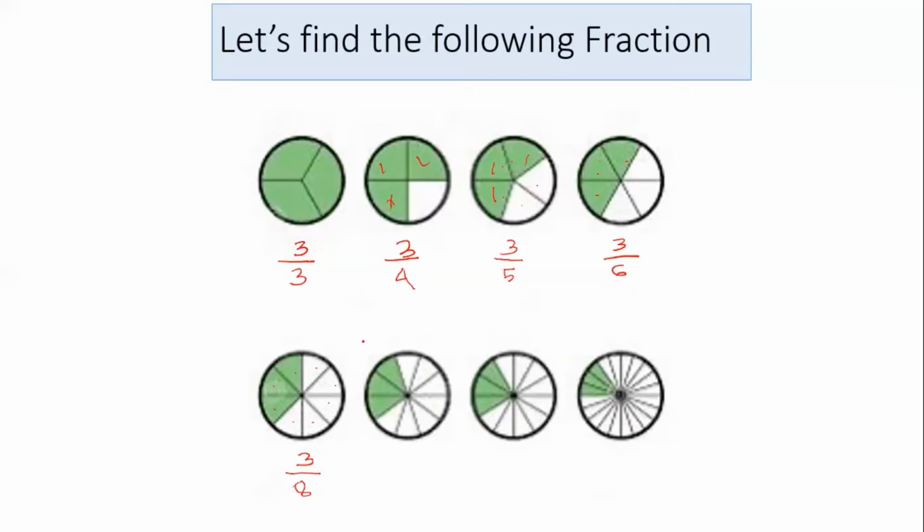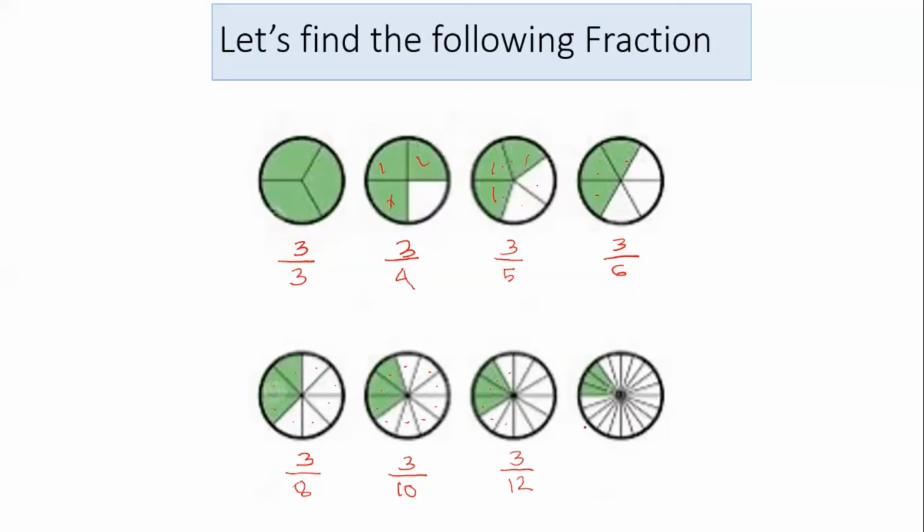Very easy, right? And then this one. We have 1, 2, 3, 4, 5, 6, 7, 8, 9, 10. We have a circle that we divide into 10 parts. So the denominator is 10, and we have 3 parts that we shade. So the fraction is 3/10. And then in here, 1, 2, 3, 4, 5, 6, and 12. So the denominator is 12, and the part that we shade is 3. There are 3 parts that we shade.